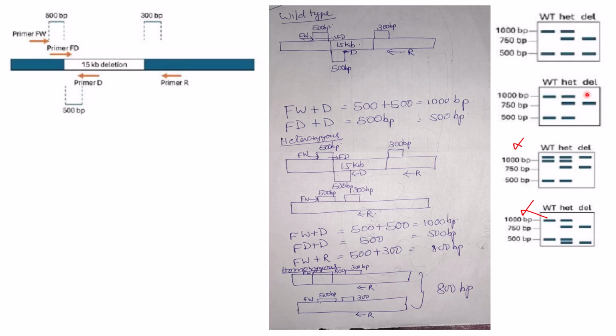Then again they have told it is the homozygous one. So homozygous means this 15 kb deletion gene will not be there in both the alleles. So what do you get? You get only an 800 base pair band. 500, 300. This region not there. So both will give only a single band, that is 800 base pair. So here if you see you got 2 bands, which is not correct, but here only one 800 base pair band. So that is the correct answer. So the answer here is option 2. This is also not correct. So that's it. Thank you.